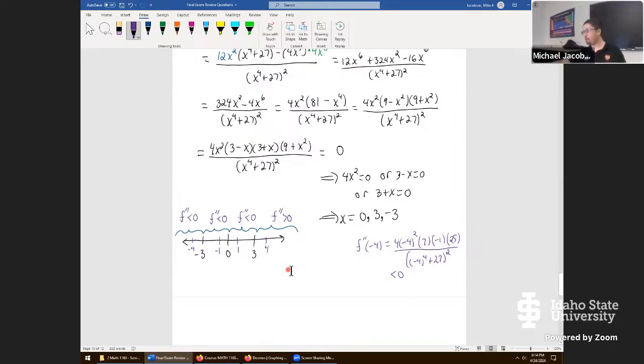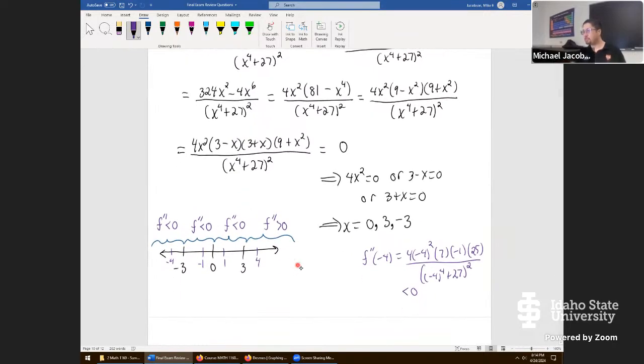And here's the summary of why we did all this. This region is concave down because the second derivative is negative. Here it's going to be concave up, then concave up again. And then finally, oh, hang on. Concave down. And then I think I have a mistake here.